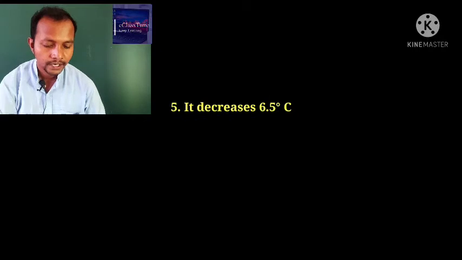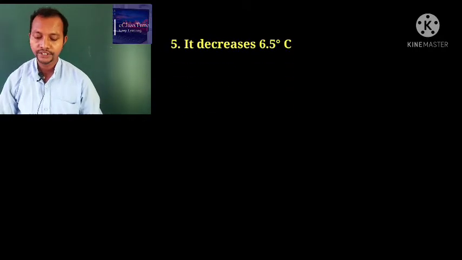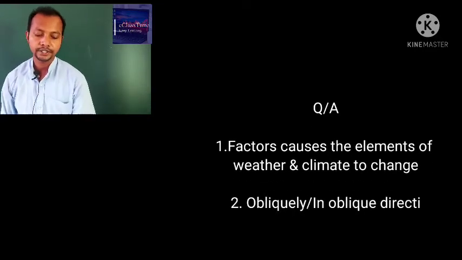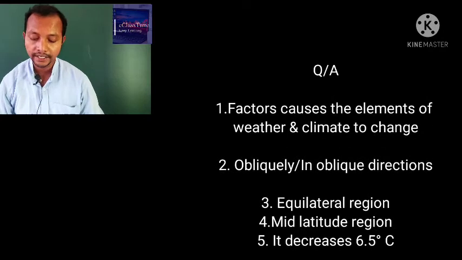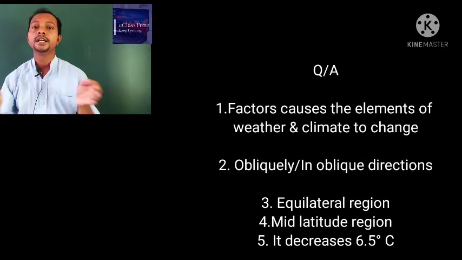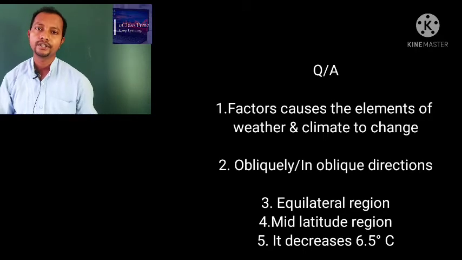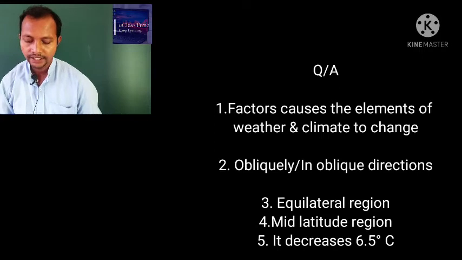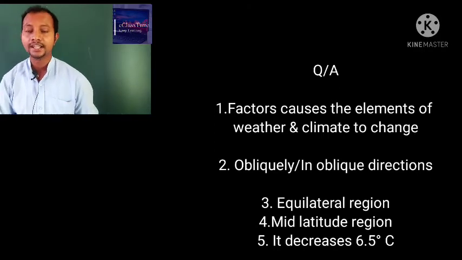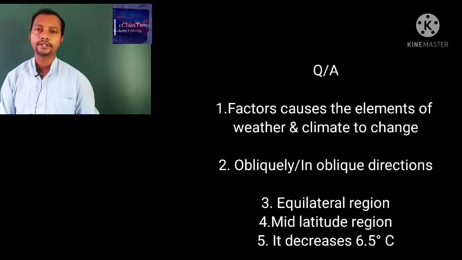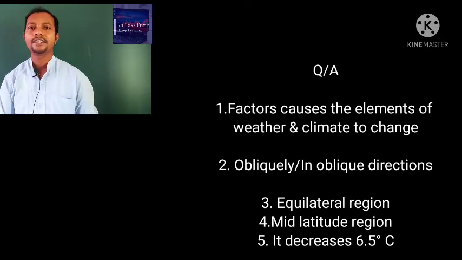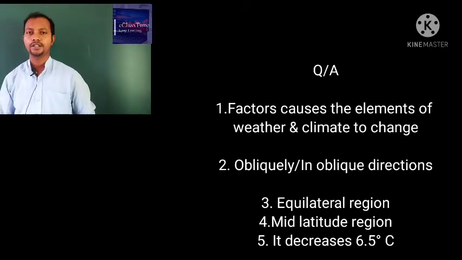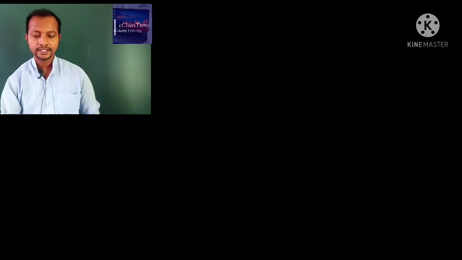Dear friends, the next question was: in which region of the earth's surface do we experience a hot climate? It is the equatorial region. And the temperate climate is enjoyed in which region? It is enjoyed by the mid latitude region, that is just after the equatorial region. And next, how much does the air temperature decrease per kilometer of increase in height? It is 6.5 degrees Celsius. So these are the answers to the last class questions. Hope you also try to solve them. Now let's continue with today's class.